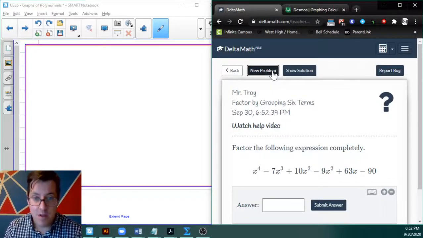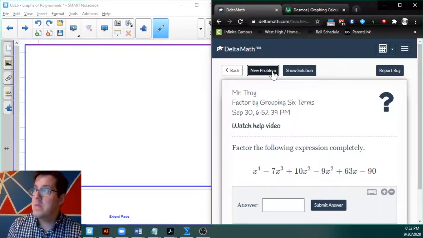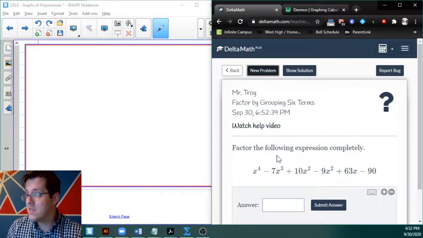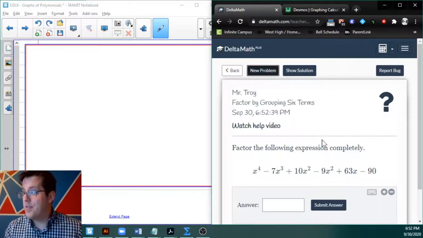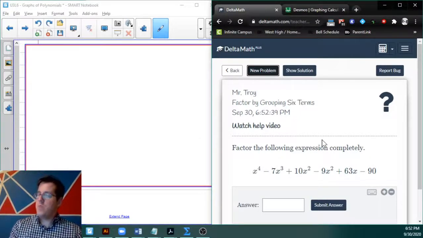And the reason I got problems wrong was because me and Mr. Delta Math Plus over here disagreed on what it means to factor the following expression completely. So we'll see if we can come to an agreement. All right, so I picked factor by grouping 6 terms.